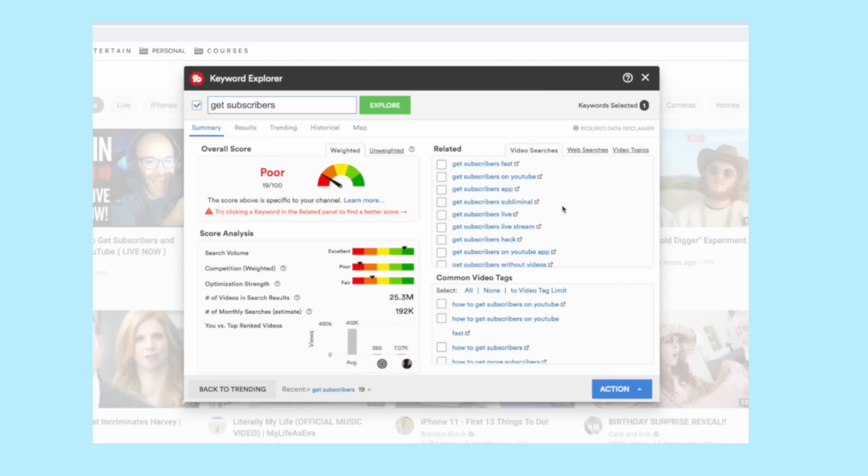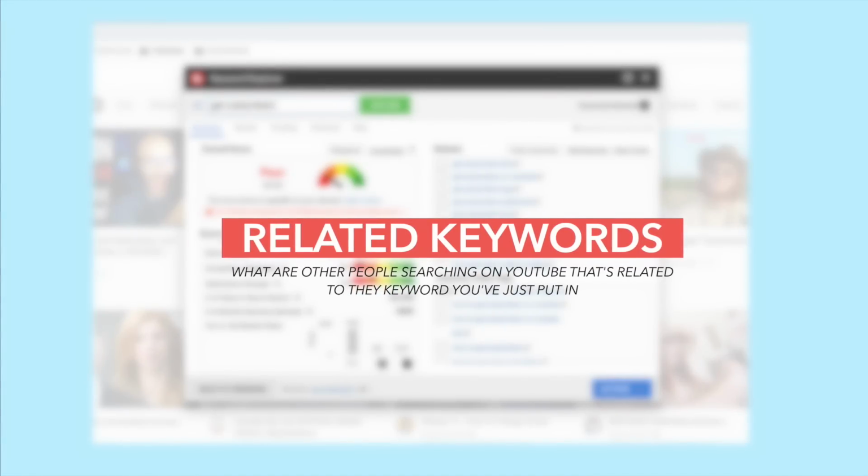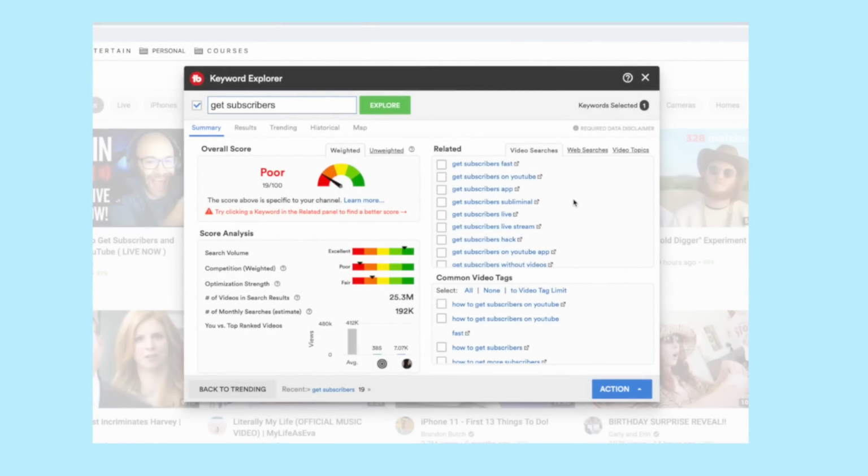So now over here, we have two different boxes. We have the related section and the common video tags. So over here in this related section, these are all kinds of related searches to this keyword. So related to the keyword of get subscribers, these are other things that other people on YouTube are searching up under the same topic. So some people are searching up get subscribers fast, get subscribers on YouTube, get subscribers app, and stuff like that. So these are the video searches, meaning people are searching these things on YouTube. The web searches are basically things similar to these ones that people are searching up on Google.